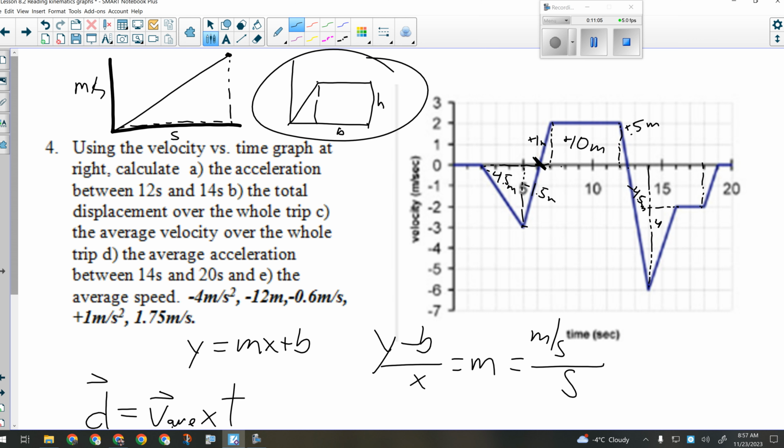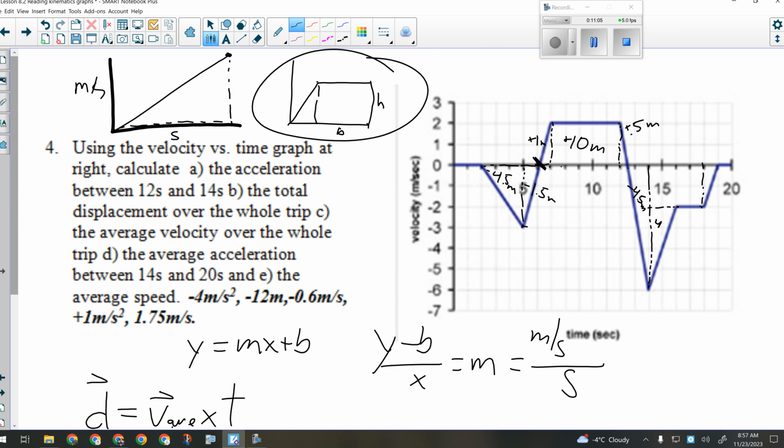This rectangle here has a height of -2 and a base of 1, 2, 3, 4, so that one's going to be -8 meters. And then this little triangle here, height of 2, base of 1, 2 times 1 is 2, divided by 2 is 1, -1 meter.